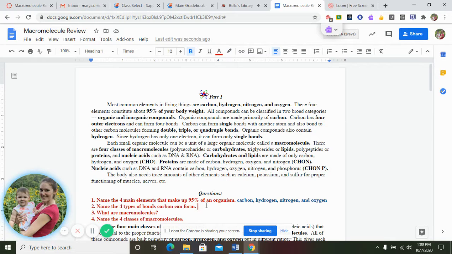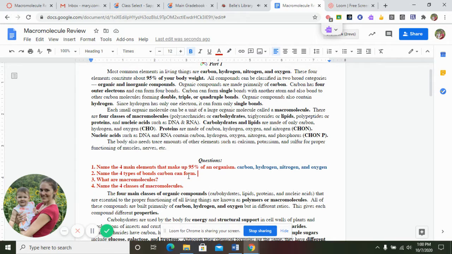If you are noticing here, the answers are also bolded. Not every single bold word is an answer, but it looks like the answers you're looking for are probably going to be bolded words. I'm not going to go through and answer all these questions for you, but I'll help you out with the next 2 as well. So number 3, what are macromolecules?